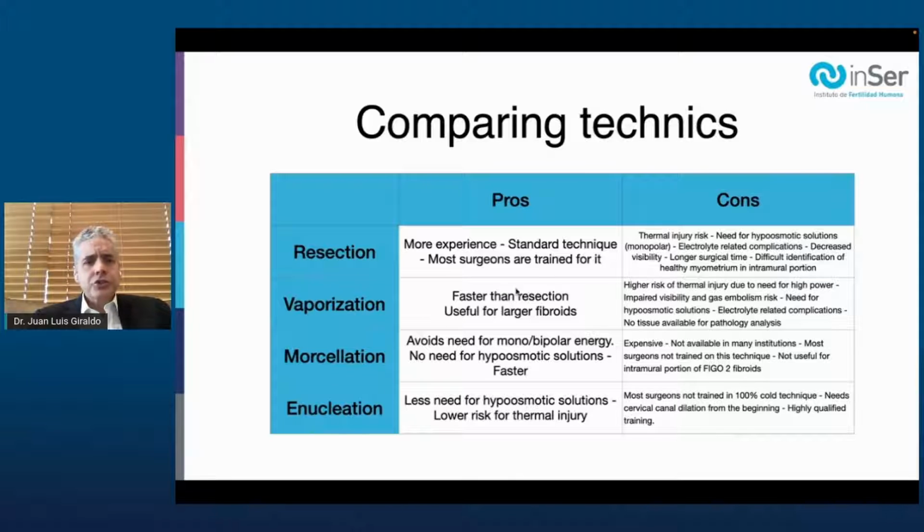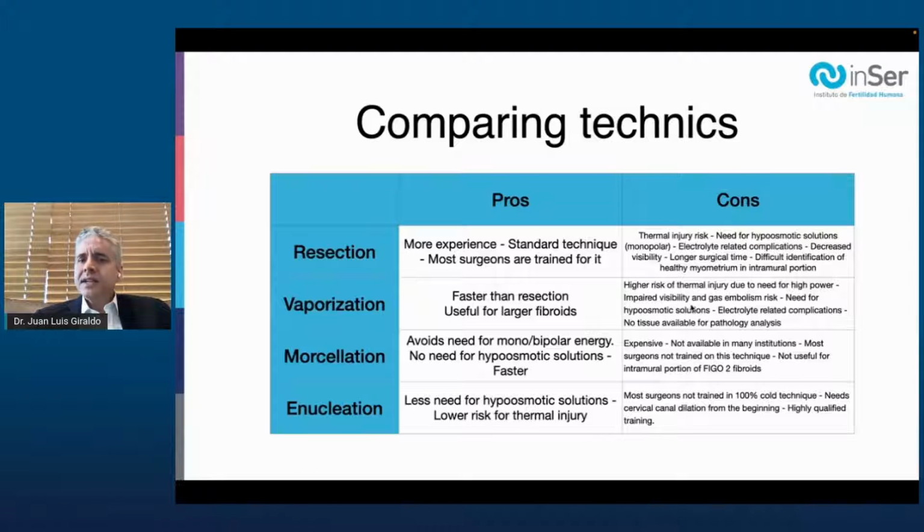About vaporization, there's pros, of course. It's faster than resection because you don't have all those chips. The tissue is obviously destroyed by the vaporization. You can use it for larger fibroids, so that's good. But the con is that you also can have thermal injury because you need to use really high power energy to be able to vaporize these fibroids.